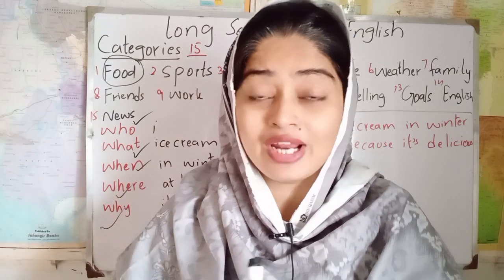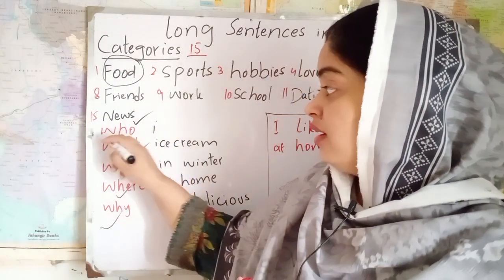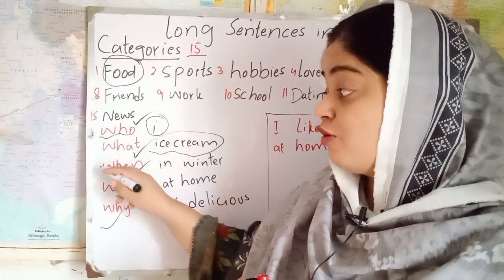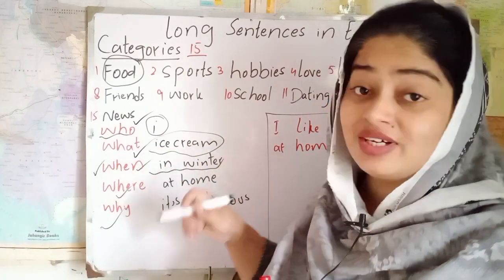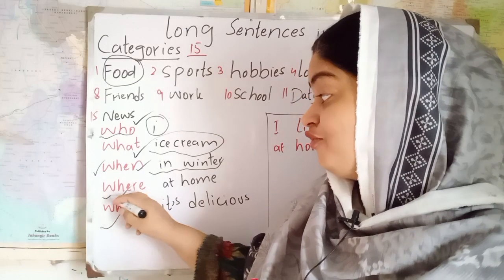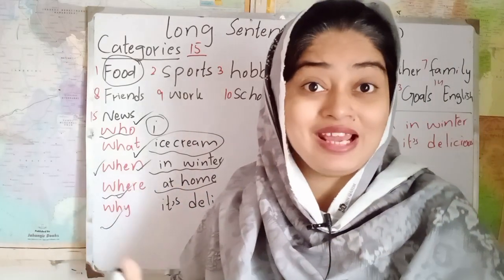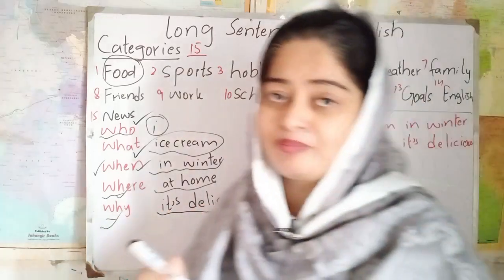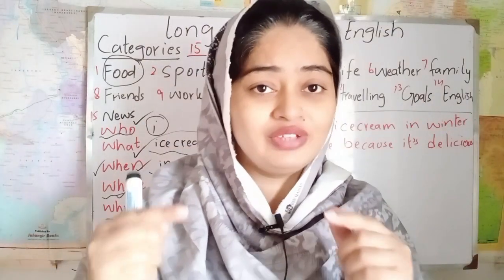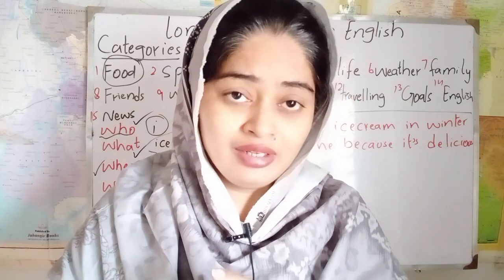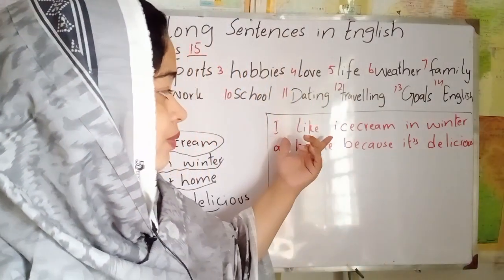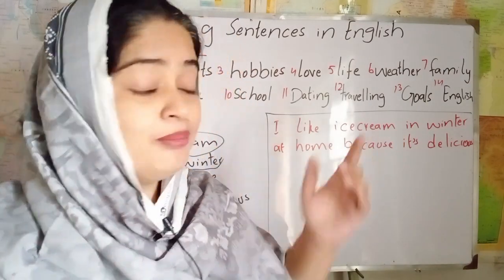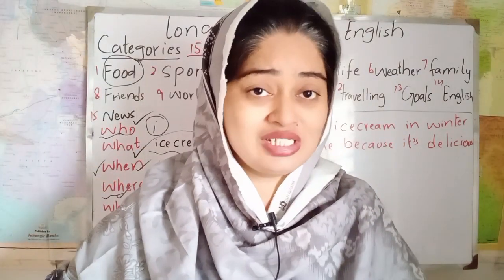For example, how can you do that? Who, I. What, ice cream. When, in winter, the time is winter. Where, at my home, the place is at my home. Why, it's delicious. Now I have broken it down with the help of the 5 W's. Now the long sentence would be like this: I like ice cream in winter at home because it's delicious.